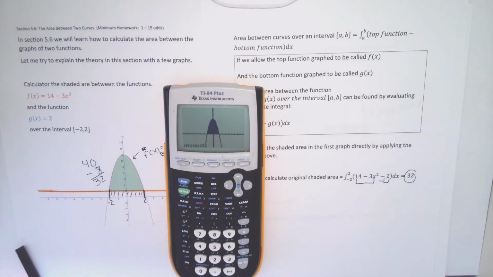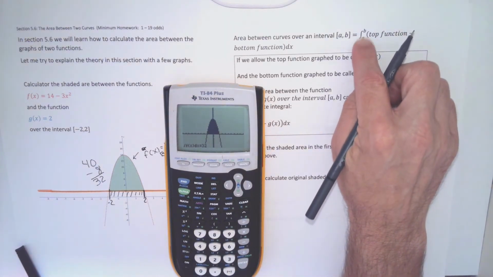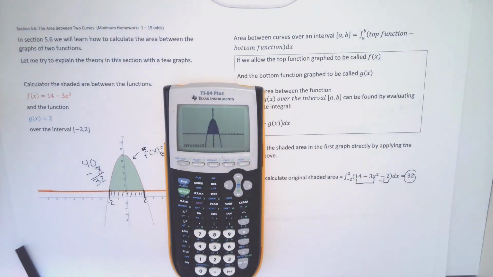That's what we're going to do in this section, with one single computation, find a shaded area between two curves. It's as simple as getting a graph of the two functions over the interval, figuring out which function is above and which function is beneath, finding the values of x for my definite integral, and just subtracting the top and the bottom function.